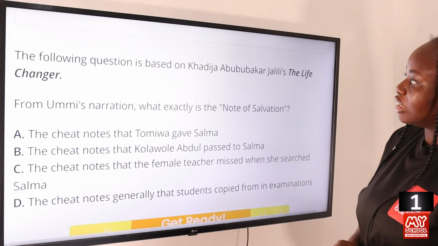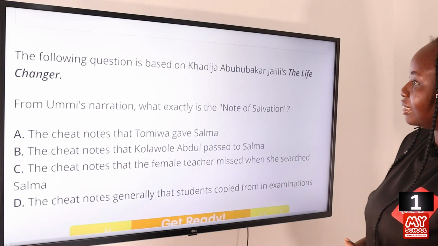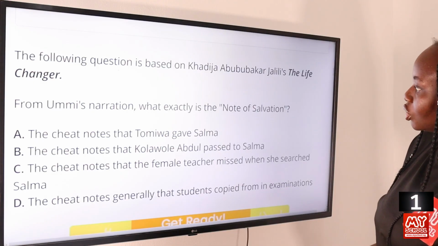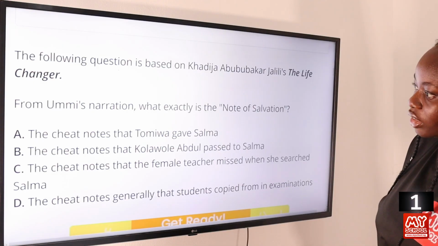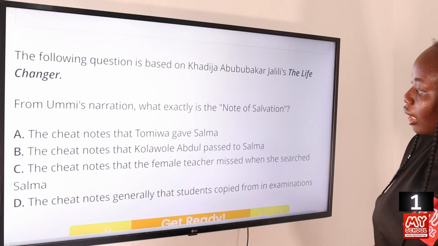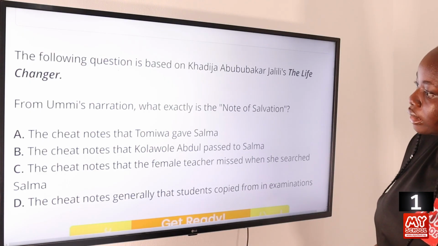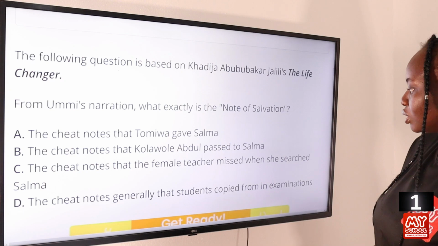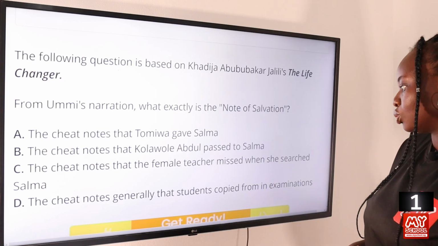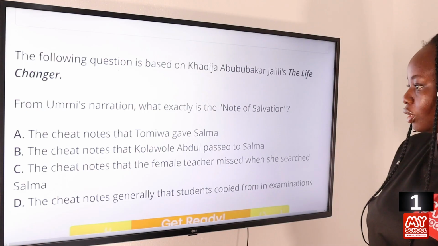The following question is based on Khadija Abubakar Jalili's The Life Changer. From Omi's narration, what exactly is the note of salvation? Option A, the cheat note that Tomiwa gave Salma. B, the cheat note that Kolawole Abdul passed to Salma. C, the cheat note that the female teacher missed when she searched Salma. And D, the cheat note generally that the students copied from in examinations.